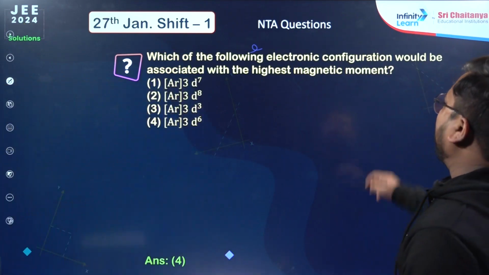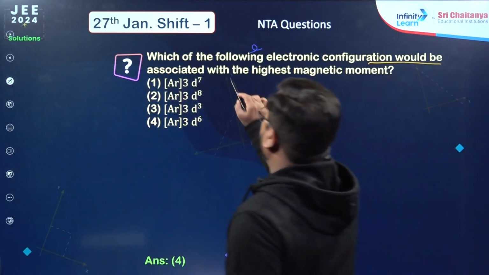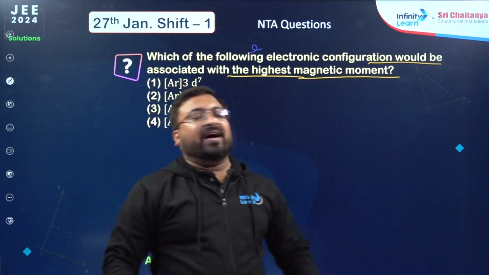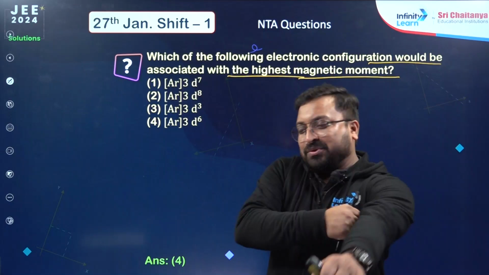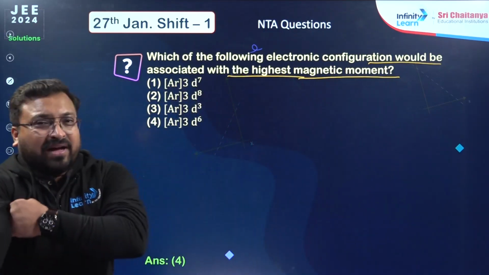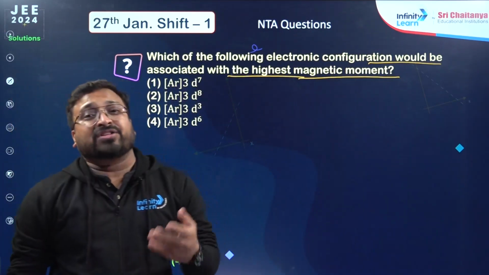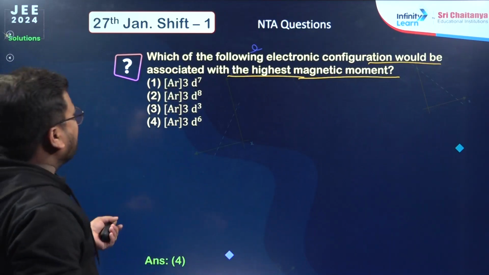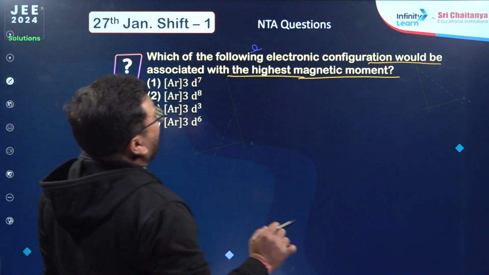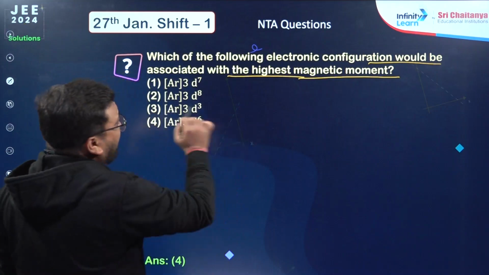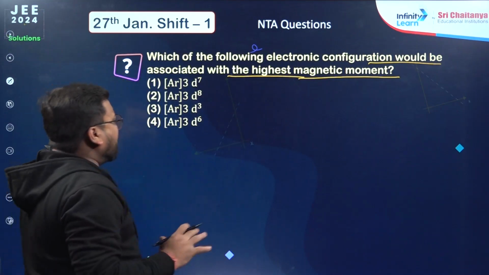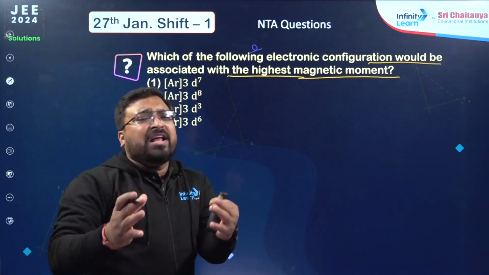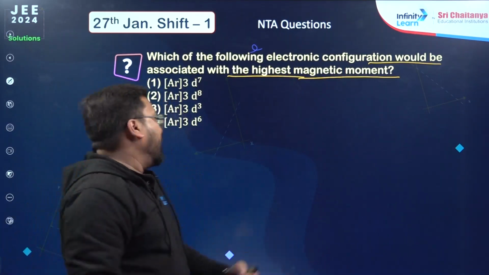Which of the following electronic configurations would be associated with the highest magnetic moment? I think once again a direct question. Okay, in this shift, I think 153 students secured only 90 percentile. So that's why this is a very easy question. So I think there is no need for calculation of value. You should only calculate the number of unpaired electrons.